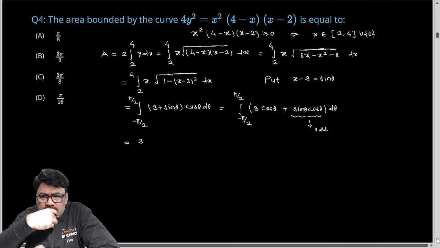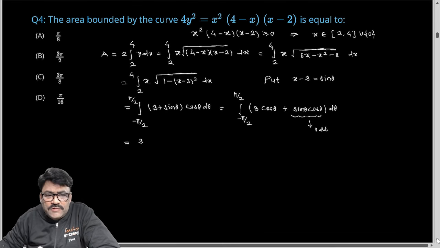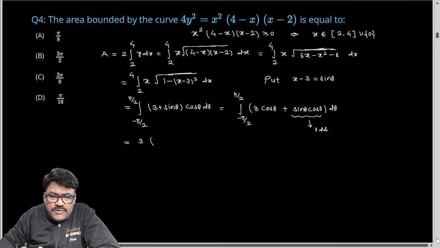Am I doing some mistake? x is 3 + sin θ. Okay, let's check and see what happens. Now integration of cos θ will be sin θ, with lower limit −π/2 and upper limit π/2.